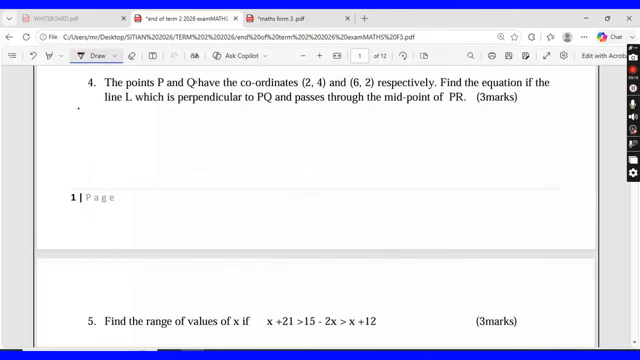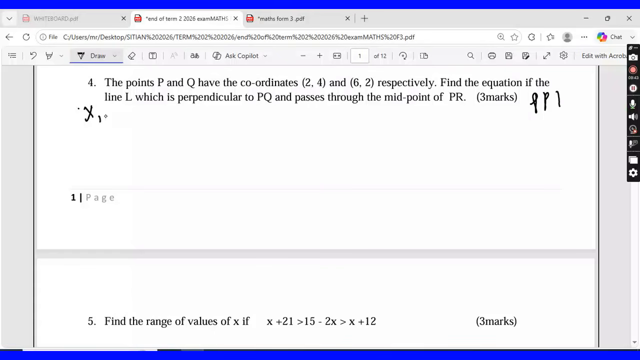The points P and Q have coordinates 2 and this respectively. Find the equation of the line L which is perpendicular to PQ and passes through the midpoint. So this is paper 1. The points P and Q. So let's get the midpoint first. We can simply get the midpoint first.